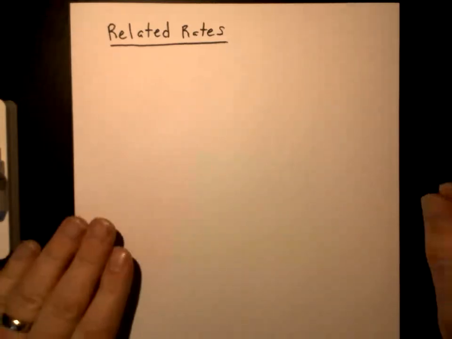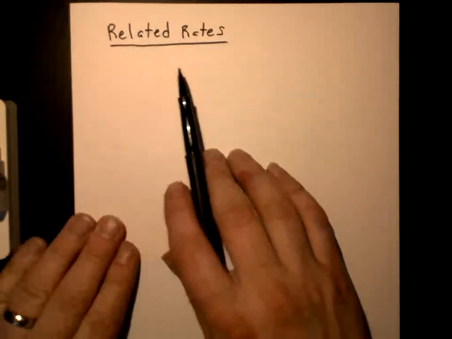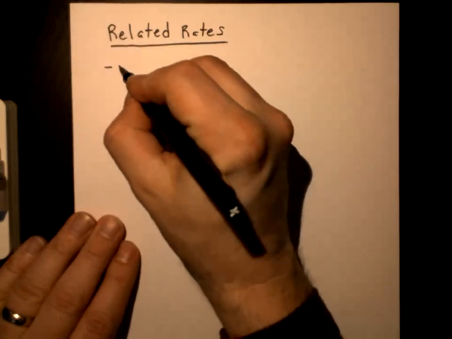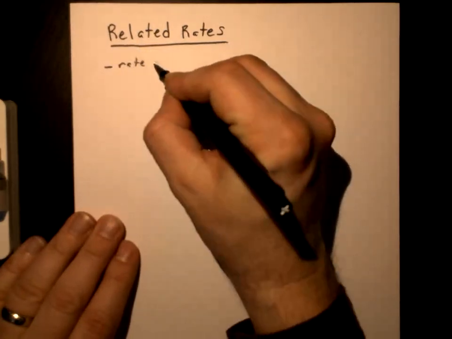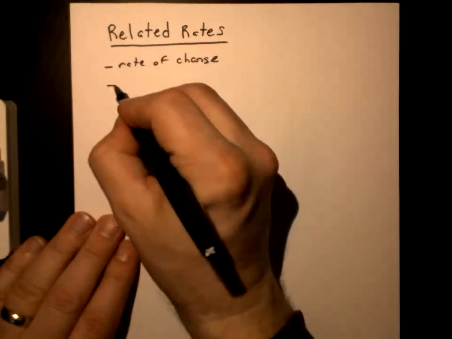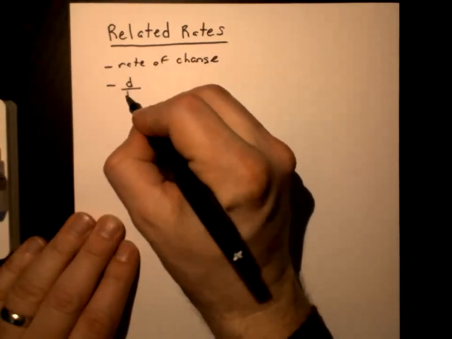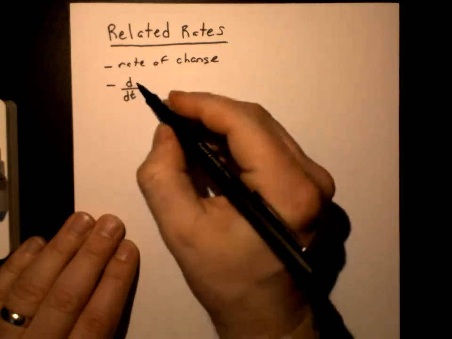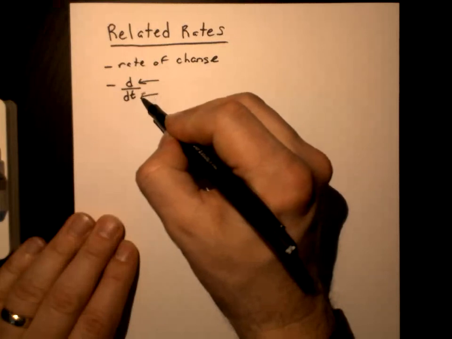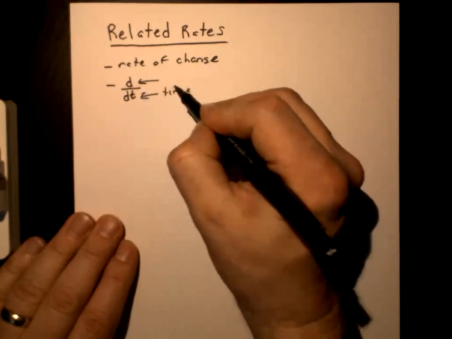So let's go ahead and make sure that we understand what related rates are. Now, a related rate is a rate. It's a rate of change of something. Usually we write d over dt. This means that this is something to do with the time. Remember, time is always a factor.